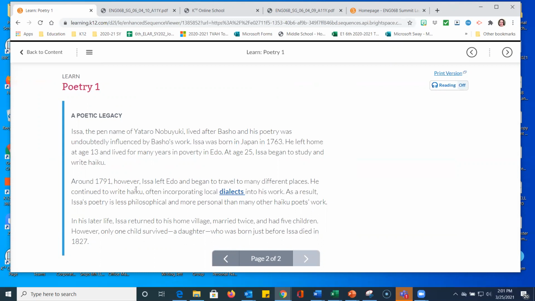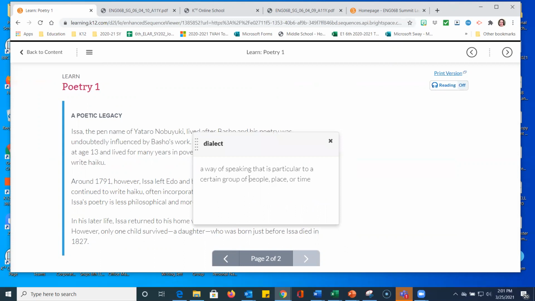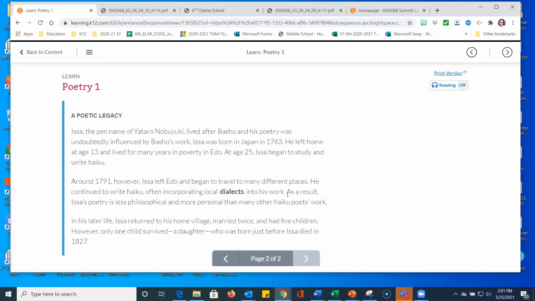Around 1791, however, Issa left Edo and began to travel to many different places. He continued to write haiku, often incorporating local dialects into his work. And dialect is a way of speaking that is particular to a certain group of people, place, or time. As a result, Issa's poetry is less philosophical and more personal than many other haiku poets' work.